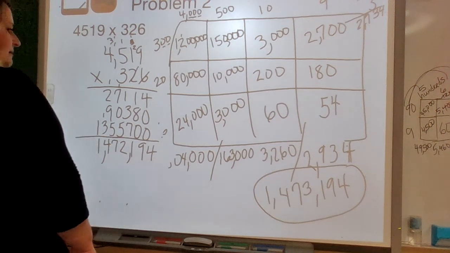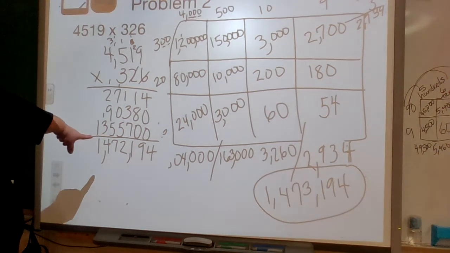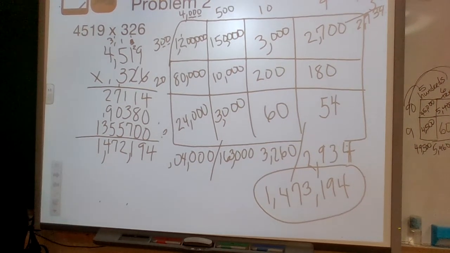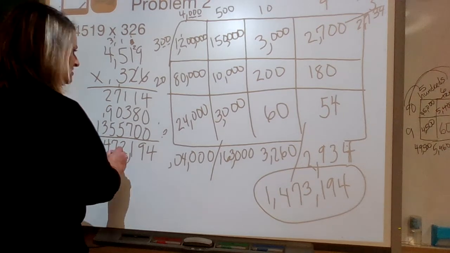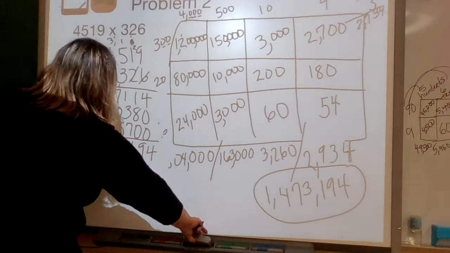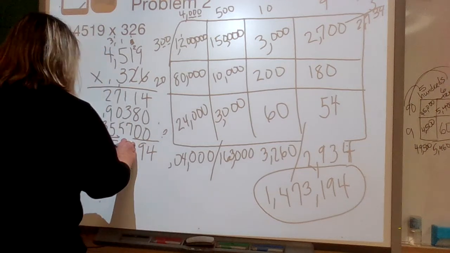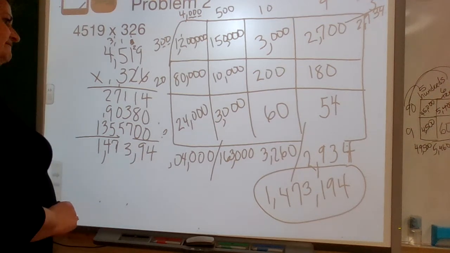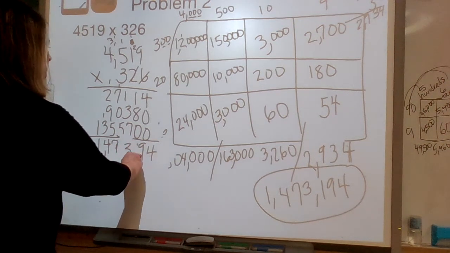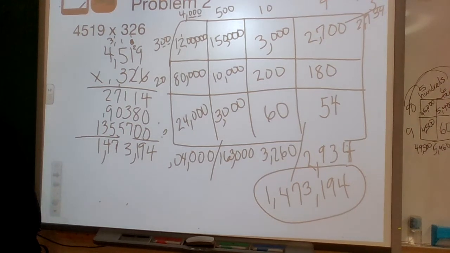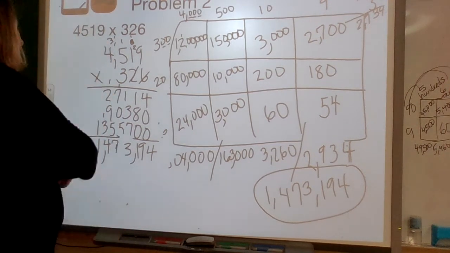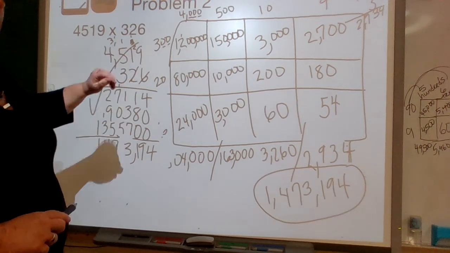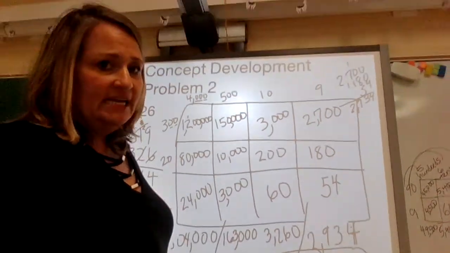Whoop. I'm off, guys. I have 1,472. 7, 8, 9, 10, 11, 12. Forgot to add my 1 up here, so that should be 3. Woo! Thought we were off a little bit. Okay? All right, so 1,473,000. That should be 194. Okay? All right, we have our product here using the traditional algorithm. We have our product here using an area model.